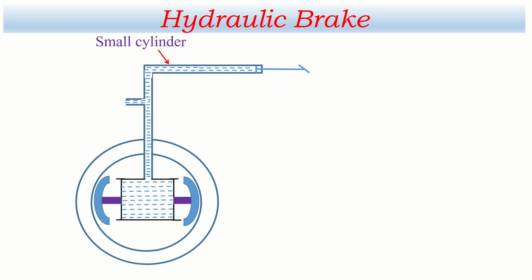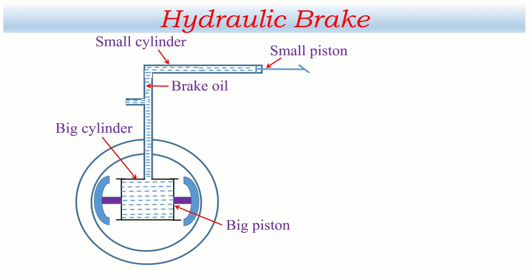Look, this is a small cylinder, and the small cylinder is connected to a big cylinder and it is filled with brake oil. A small piston is given to the small cylinder at its mouth, and instead of a small piston there is a very big piston given to the mouth of the big cylinder. Not only one piston, there are two pistons according to this diagram. Okay, now there is a brake pedal fitted with the small piston and a brake shoe which is fitted with the big piston.